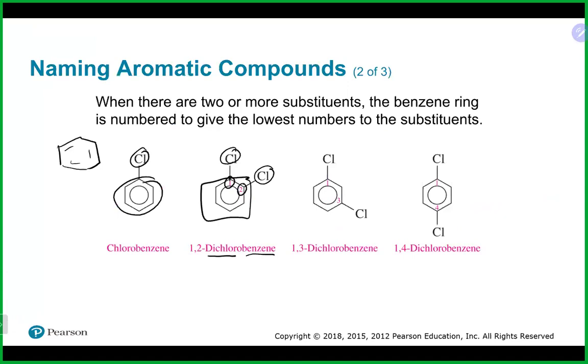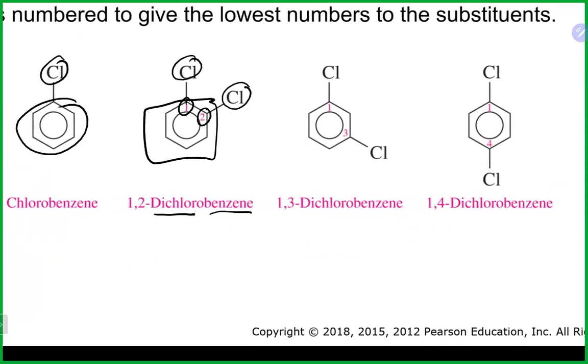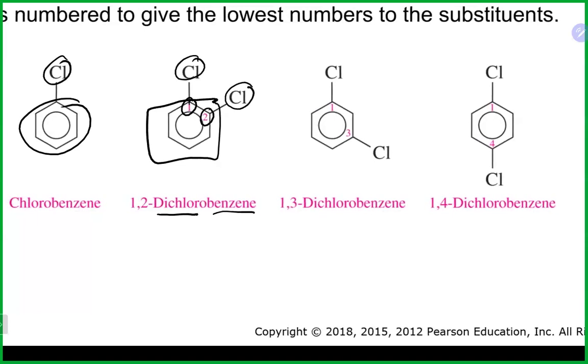This is 1,3-dichlorobenzene, and that is 1,4-dichlorobenzene. Now, if you had different groups attached, you would probably want to number alphabetically and give the alphabetical one that would go first in the name the smaller number. But that would be the only thing you need to worry about.